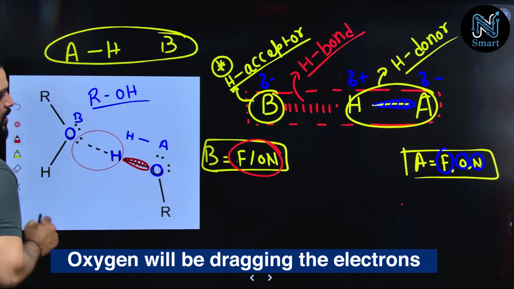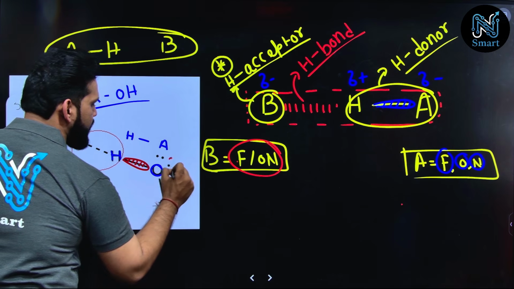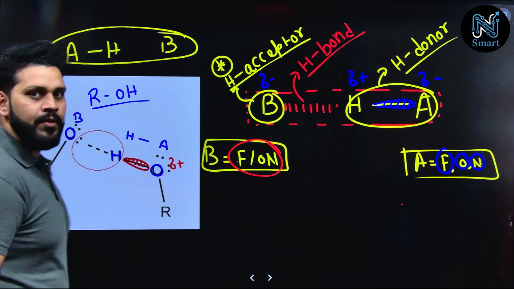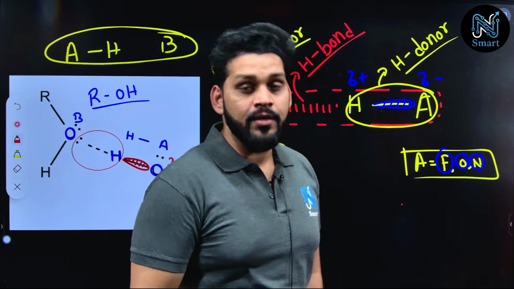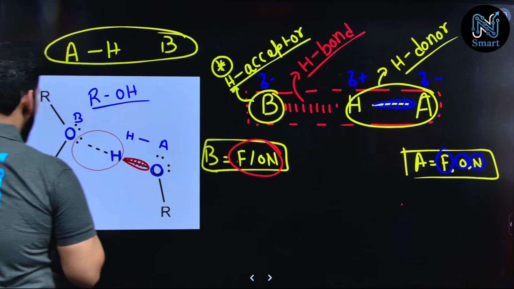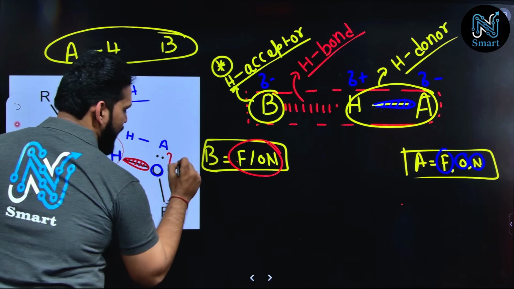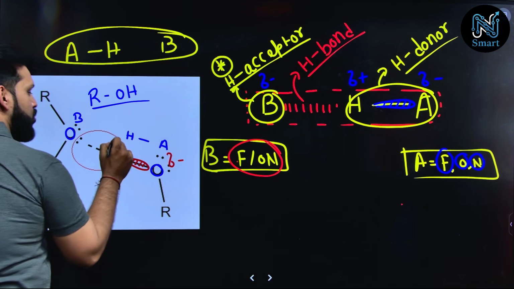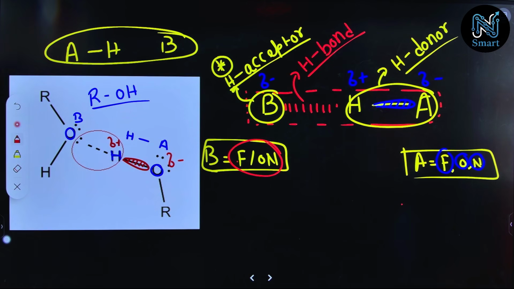If oxygen drags the electron cloud, what will be the charge on oxygen, guys? Delta positive, right? The charge on oxygen will be delta positive, right? Wrong. It will be delta negative. Those who were nodding heads, they were all wrong. It will be delta negative, right, guys? And hydrogen will be delta positive. This much we are clear.